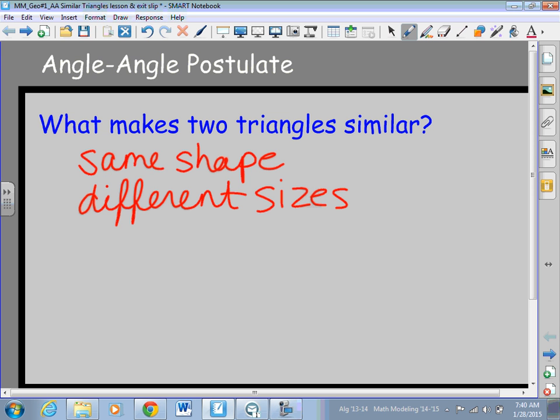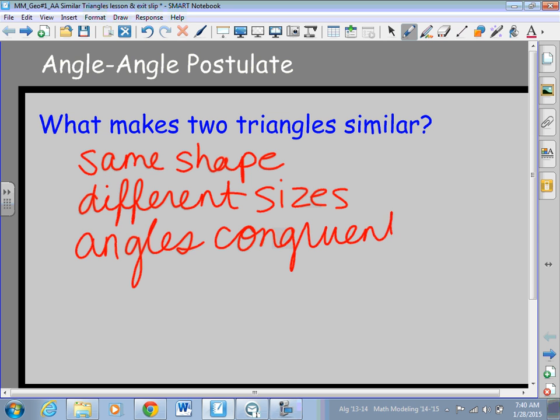Well, hopefully you realize that if they're the same shape but different sizes, one other property is that their angles are all congruent, or not all congruent, but corresponding angles are congruent.